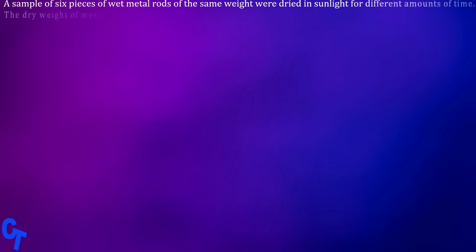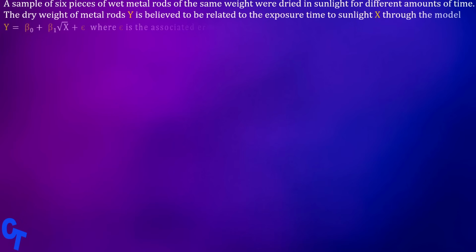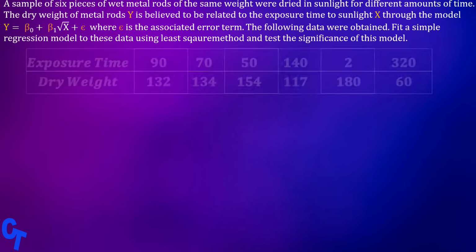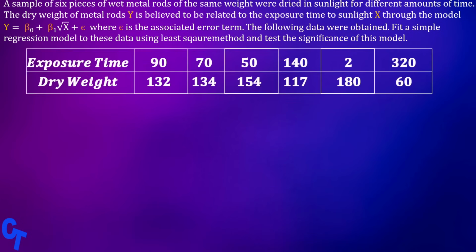A sample of 6 pieces of wet metal rods of the same weight were dried in sunlight for different amounts of time. The dry weight of the metal rods, y, is believed to be related to the exposure time to sunlight, x, through the model y equals beta naught plus beta 1 times root x plus an error term. The following data were obtained. Fit a simple regression model to these data using the least square method and test the significance of this model.